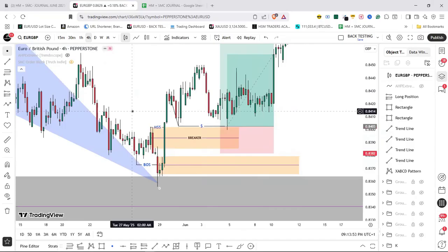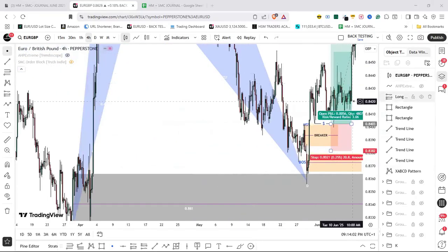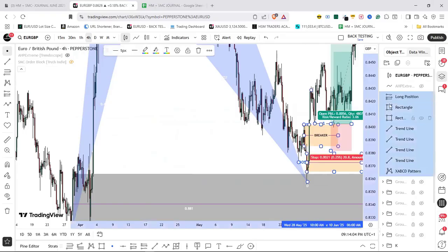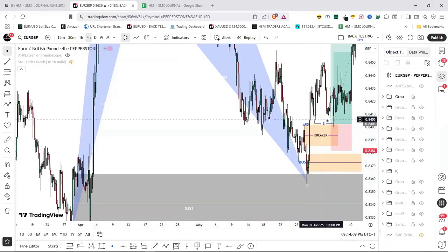This entry was valid. You can see that was what happened. Very clean, very, very clean. Okay, so let me group this for you guys. Okay, great. So that was what happened there.